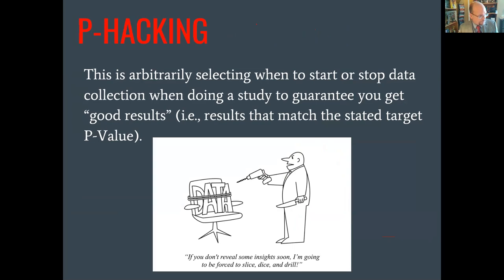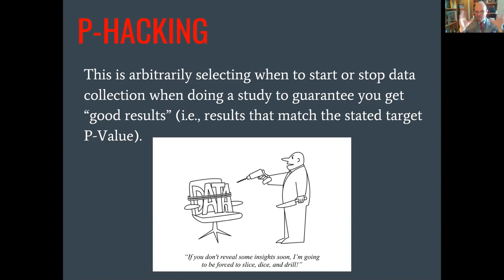And then lastly, p-hacking. This one's kind of complicated. This is arbitrarily selecting when to start or stop data collection when doing a study to guarantee that you get good results, to get results that statistically match the p-value that you were looking for. So what you're looking for, the p-value, is essentially that the likelihood that your data would come out a certain kind of way if the treatment didn't work would be really, really low. It's only 5% probable that this kind of result would happen by chance if the treatment didn't work.